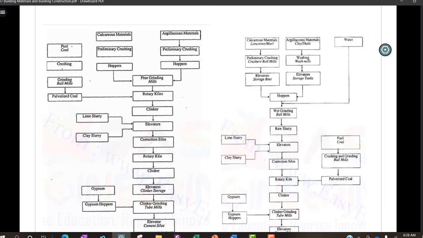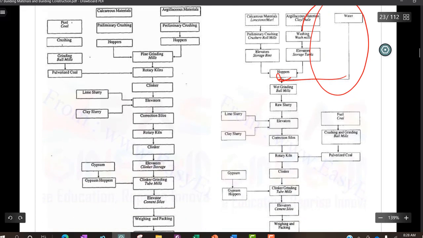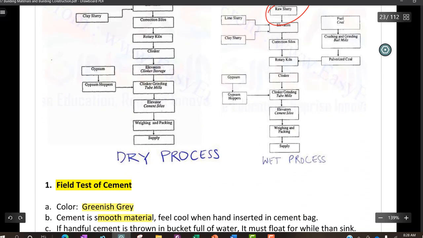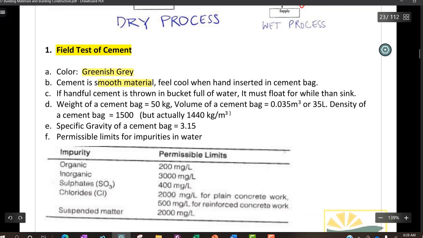What is the only change between these two diagrams? This water: we are adding water and making it slurry. That is the only difference between your wet process and dry process. After that it is almost the same. Okay, done. You will remember. Now coming to the field test of cement: how to know whether cement is good or bad.